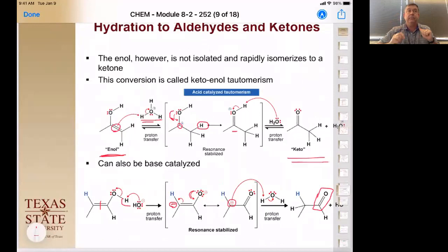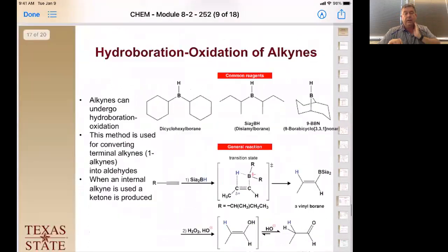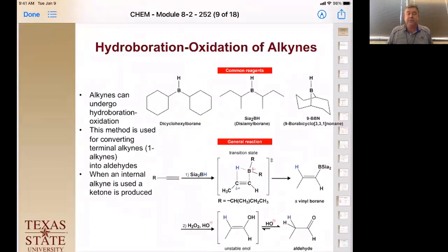All right, moving to the next thing. So now we've done hydration. What else can we do? Hydroboration, oxidation, right? When we have alkynes, to make sure the reaction stops where we want it to, we only use boronating agents with a single hydrogen to transfer.